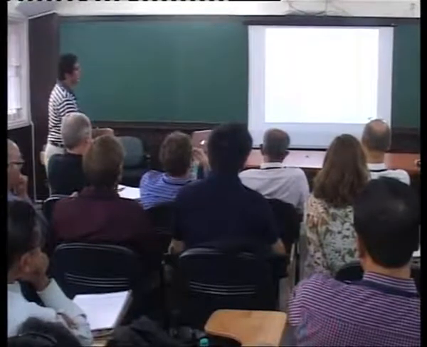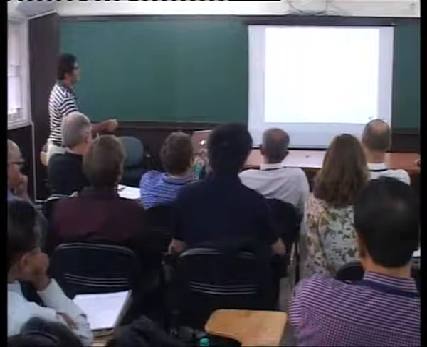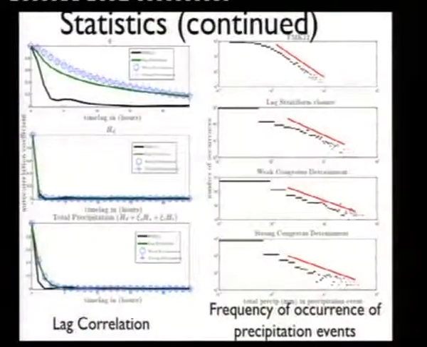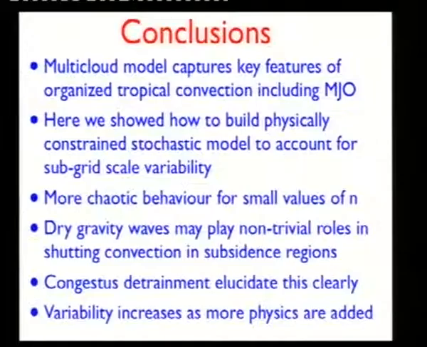We did the frequency of occurrence of precipitation events. We got this nice kind of power law. GCMs usually just go like this. They don't get these rare events, the extreme events. When we add the congestus detrainment, it becomes even less steep. So I'm done. I just have the conclusion slide, but I have to stop here since I'm running out of time.